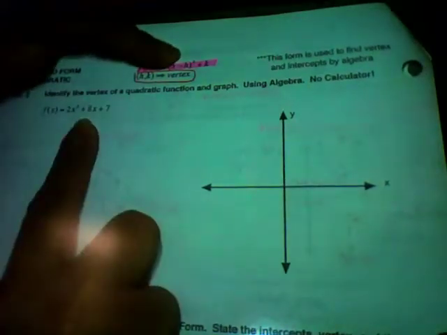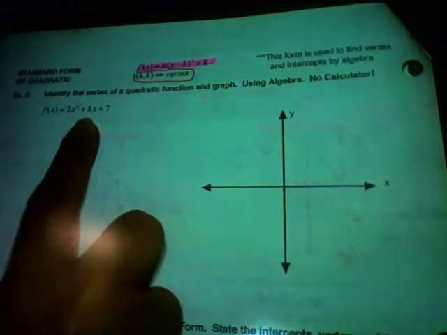So, what do you think we might do? How do we get something like this from something? Isn't this a nice perfect square? How do you get a perfect square from a quadratic?